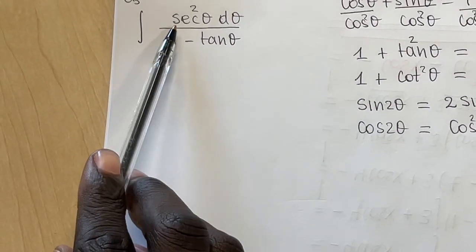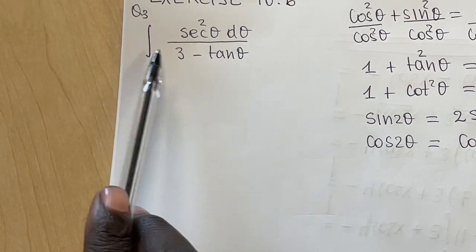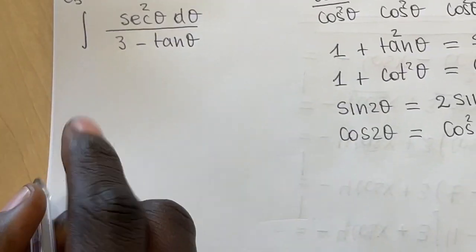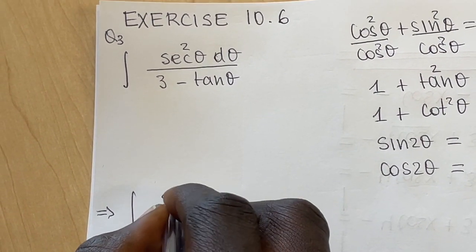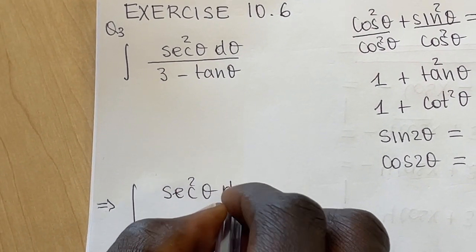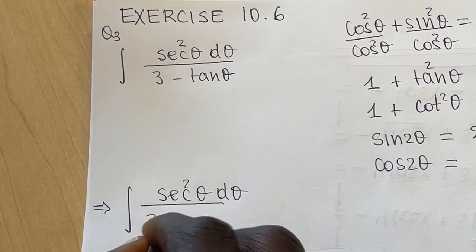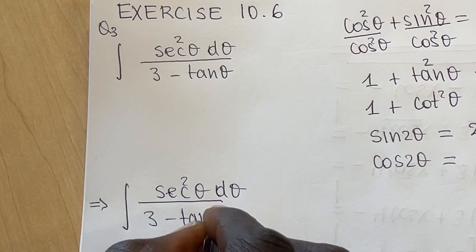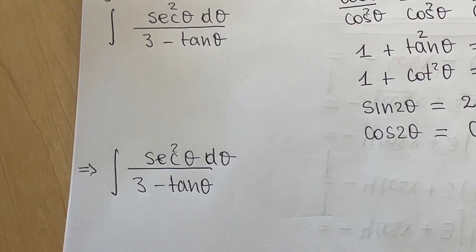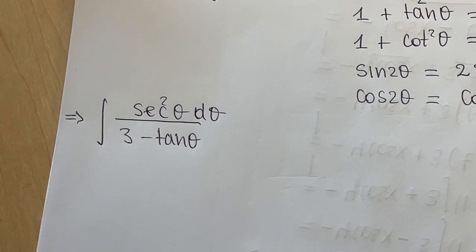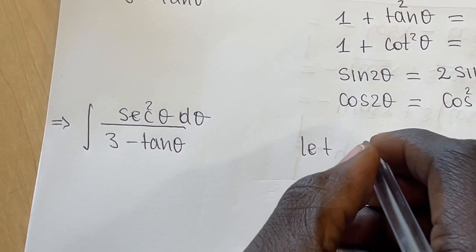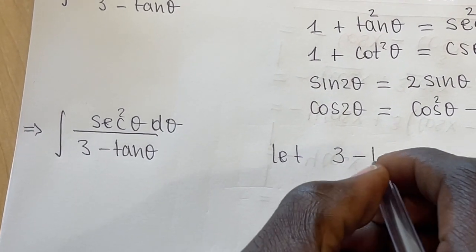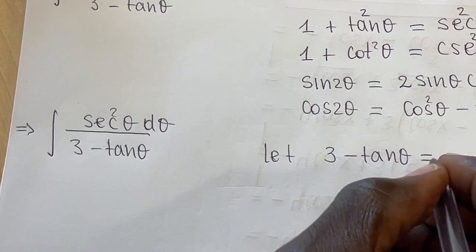Our business is the integration of sec squared theta d theta over 3 minus tan theta. I will repeat the integration here. So guys, when you are solving, please just follow the same things I'm doing, everything is easier. So now, what we can do is let 3 minus tan theta become t.